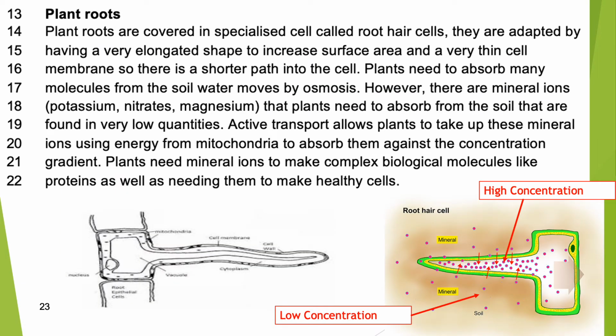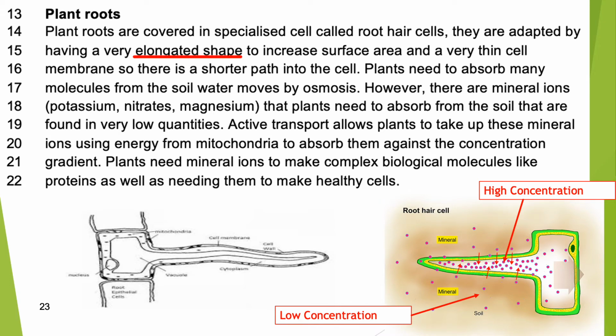Right, so in plants then, we're going to take a look at plants and specifically at the roots. So plant roots are covered in specialized cells called root hair cells. They're adapted by having a very elongated shape. Elongated just means very, very long. Okay? Elongated shape to increase surface area and a very thin cell membrane.